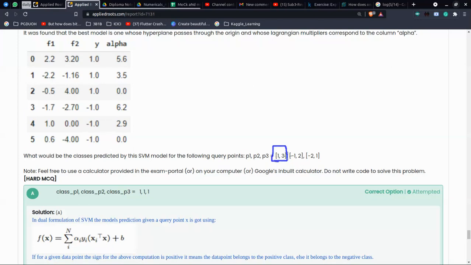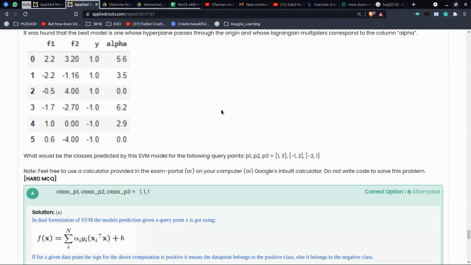If I'm taking the query point 1 3, then I will take the dot product between xi, that is f1 f2, 2.2 3.2, and 1 3. Whatever answer I get, I will multiply it by yi and alpha, plus b. It's passing through the origin, so plus 0 basically. Whatever answer I get, I will note it down. In a similar way I will do this for points 1 2 3 4 5 and then take the summation of all. If the answer is positive, it's a positive point. For minus 1 2 I will do the same, and minus 2 1 I will do the same.